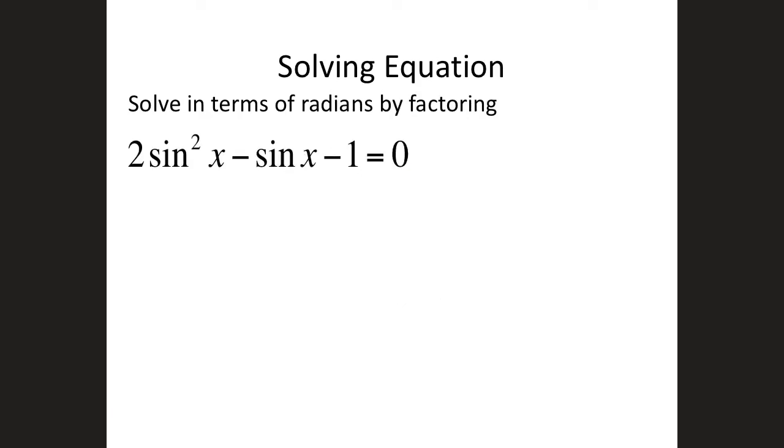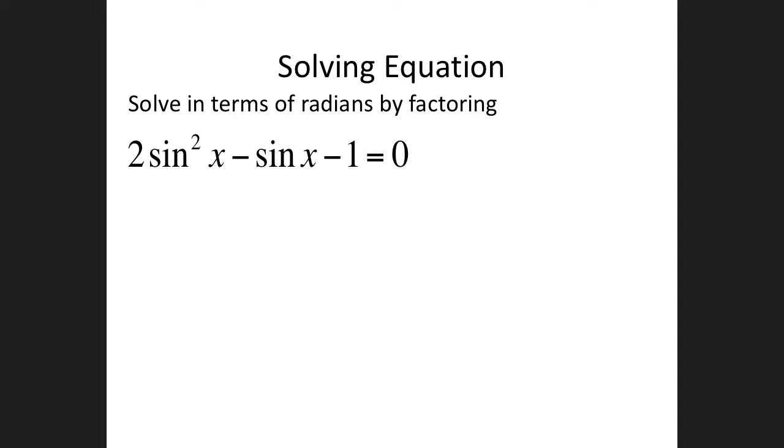Another time where you're going to have to solve by factoring is when your equation is set up in a quadratic form. So solve in terms of radians by factoring. 2 times sine squared of x minus sine of x minus 1 equals 0. Anytime you have a square and a regular, like a sine squared and a sine, you'll also have to solve this by factoring, because we can't combine sine squared and sine into a single sine term.